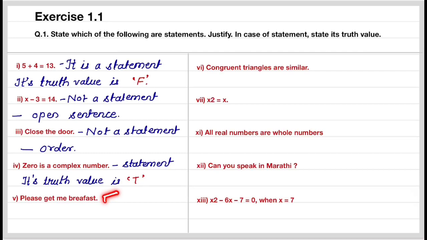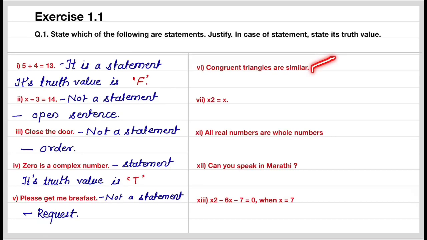Example number 5. Please get me breakfast. Suppose you are telling to your mother, please get me breakfast. That means it is a request. So it is not a statement. Why? It is a request. Good. We have completed 5 examples and now we will move to 6th one.